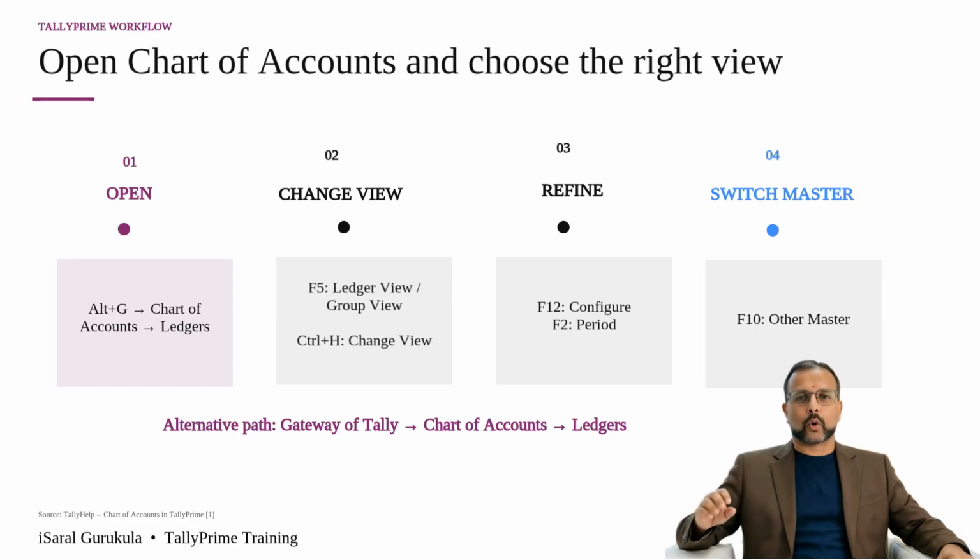Let's move to the practical workflow. To open the chart of accounts in TallyPrime, press Alt+G, then navigate to Chart of Accounts and select Ledgers. Once you're there, you can switch between Ledger View and Group View by pressing F5. Press Ctrl+H to access more view options. Press F12 to configure the display and F2 to change the accounting period. Press F10 to switch to other masters. Alternatively, from the gateway of Tally, you can navigate to the chart of accounts and select ledgers. Both paths work. Choose whichever is faster for your workflow.